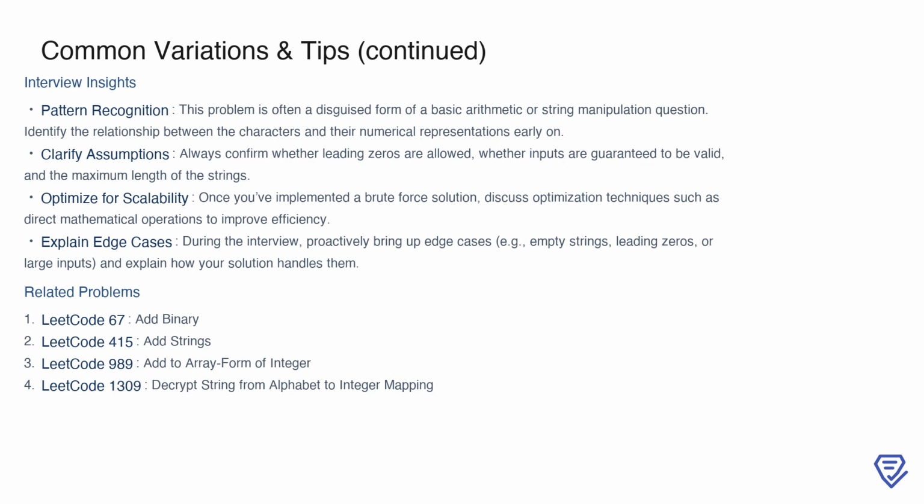For instance, confirm whether leading zeros are allowed, whether inputs are guaranteed to be valid, and the maximum length of the strings. Once you have a basic solution, focus on optimizing it for scalability. Instead of brute forcing, explore direct mathematical operations that improve efficiency. Furthermore, don't wait for the interviewer to ask about edge cases, proactively bring them up. Discuss scenarios like empty strings, leading zeros, or very large inputs, and explain how your solution handles them. Finally, reviewing related problems, such as Add Binary or Add Strings, can help you prepare for variations of this question.